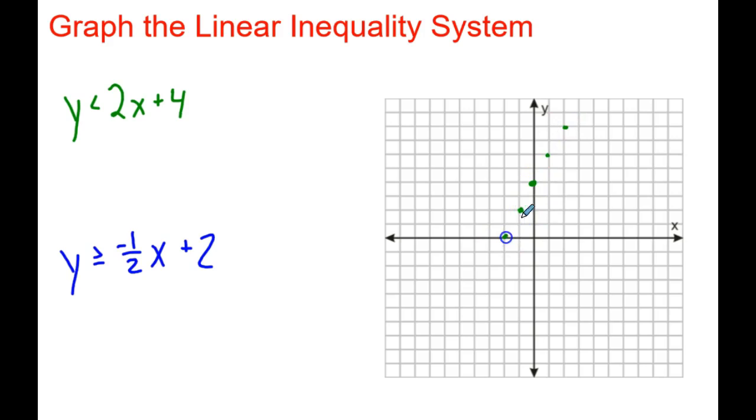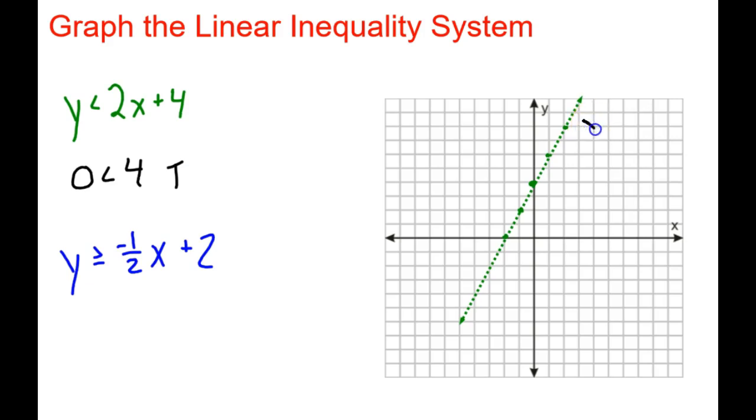Now I need to determine whether the line is solid or dotted. It's strictly less than, so I'm going to construct a dotted line. So I constructed the dotted line through the points, then I had to pick a test point to determine which side of this line I'm going to shade. I picked the origin because the graph does not go through the origin. Plug 0 in for x and y and simplify. I get 0 is less than 4, which is a true statement. Okay, so that means I would shade to the region where that ordered pair, the origin, occurs.